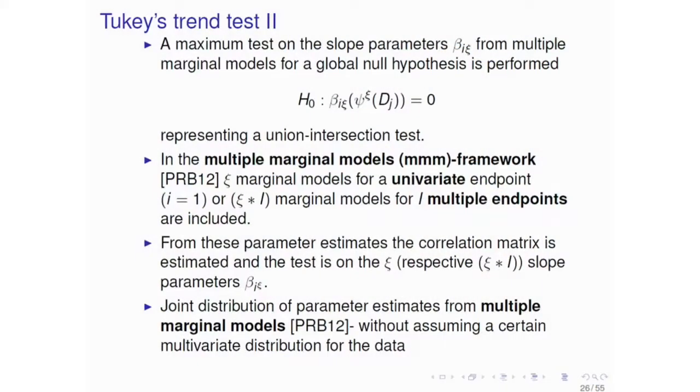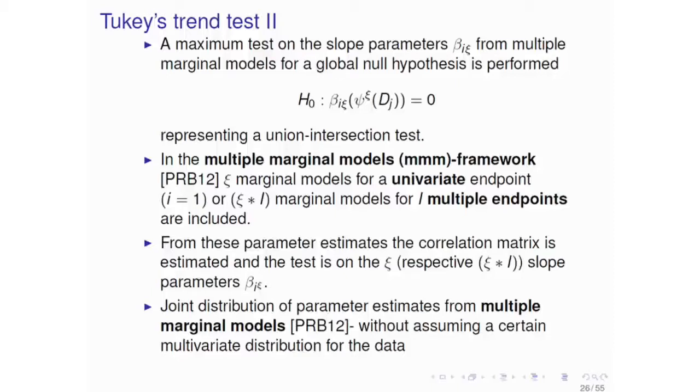You can formulate it one-sided if you like. And this is a union intersection test. So the Copenhagen group published some years ago a multiple marginal model approach. And here we use marginal models, exactly our marginal model, Xi, for I endpoints. That means if we have 3 dose metameters and I endpoints.